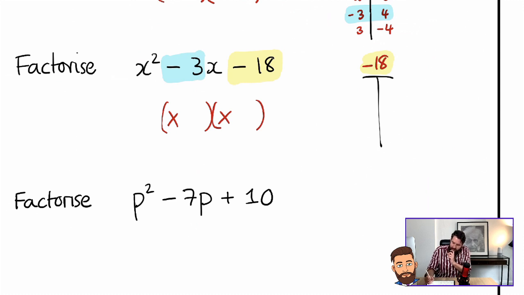So what makes 18? I'm not going to write 1 and 18, because b is -3, and 1 and 18 is going to make nowhere near 3. So we could say 3 and 6, but I need one negative and one positive, because of the mixture, multiplied together makes a minus. And I could also have 3 and -6.